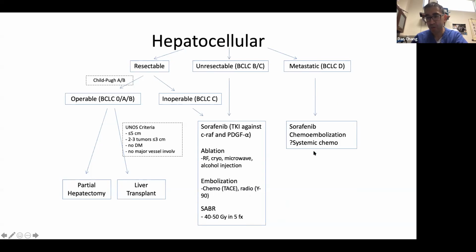And then if you're metastatic, of course, you would probably do more things related to systemic chemotherapy. And this is a much bigger box these days than when this was put together. There's more than just sorafenib these days.